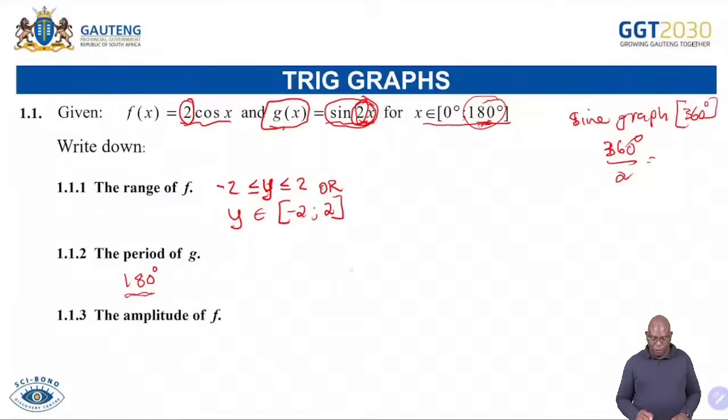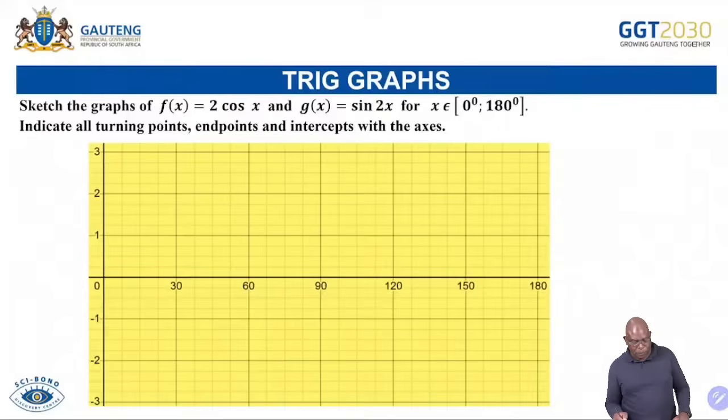The amplitude of F, we go back again. Amplitude is that number that is next to that, and it must be a positive value. So in this case, it's a 2, so it must be a 2. Okay, these are easy questions that we must quickly answer and then get done with.